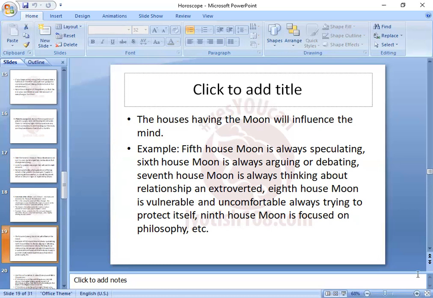For example, fifth house moon is always speculating. Sixth house moon is always arguing or debating. Seventh house moon is always thinking about relationship. And extrovert. Eighth house moon is vulnerable and uncomfortable, always trying to protect itself. Ninth house moon is focused on philosophy, etc. So the moon will also be influenced by the house it is sitting in.